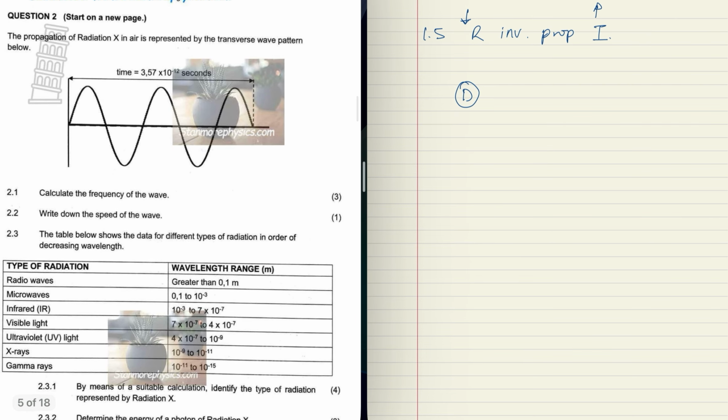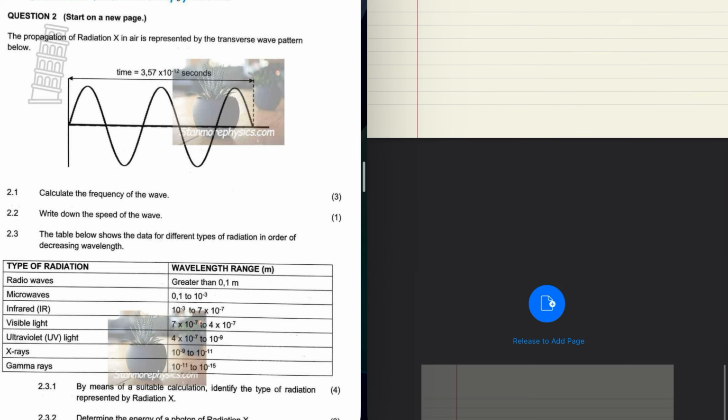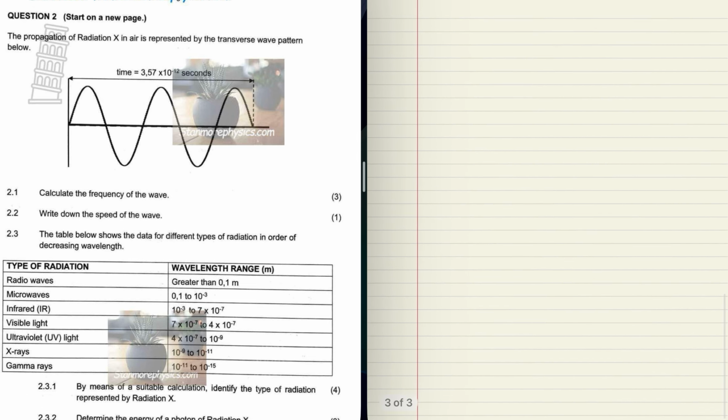Let's take a look at question number 2. Question number 2 is a waves question. The propagation of radiation X in air is represented by the transverse wave pattern below. Question 2.1, calculate the frequency of the wave.